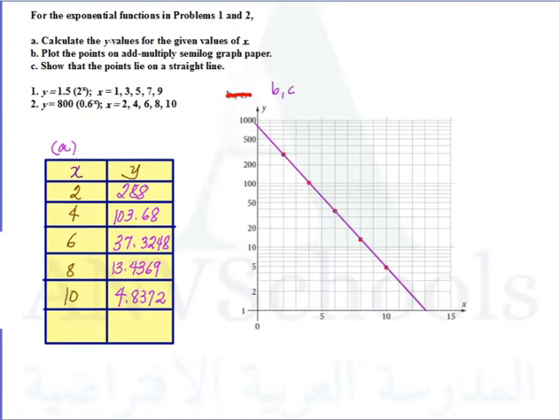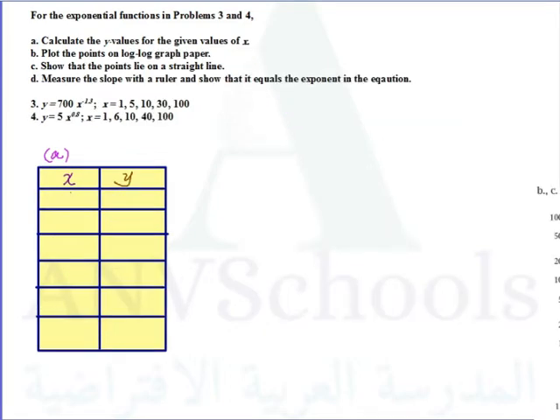We now go to another pair, which is that of power functions. It's not exponential functions, it's power functions. So first calculate the y values, the same thing as with the first example that we just undertook. B, plot the points on log-log graph paper. C, show that the points lie on a straight line, and measure the slope with a ruler and show that it equals the exponent in the equation.